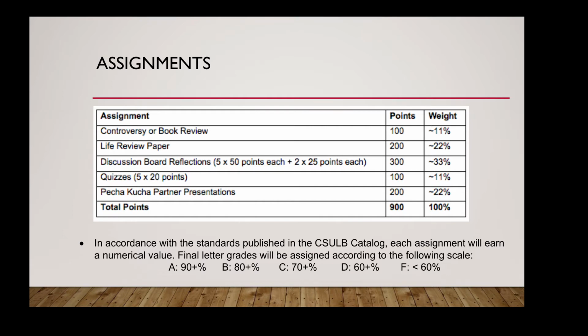So first we have the controversy or book review. You get to choose. That will be worth 100 points. Then we'll have the life review paper worth 200 points. Your discussion board reflections throughout the semester will equal up to 300 points. Quizzes, 100 points. And the Pecha Kucha partner presentations, which will be pre-recorded, are 200 points. And this will all come out to 900 points for the class.